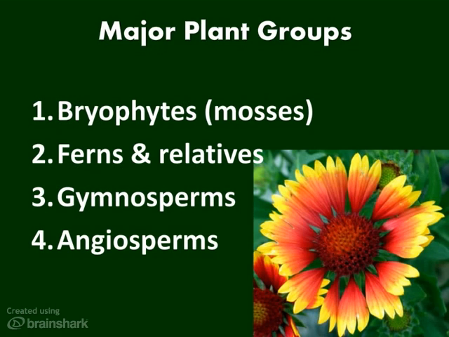The angiosperms include all flowering plants, grasses, most of our leafy trees. There are some leafy trees that are gymnosperms, but most of the leafy trees, flowers, grasses, bushes, those are the angiosperms, and those are the youngest in terms of fossil age.